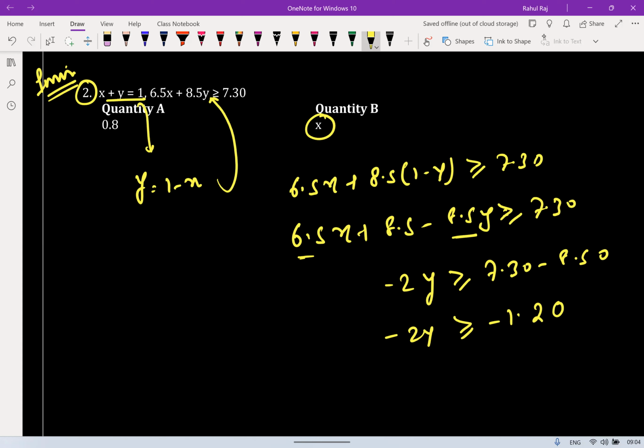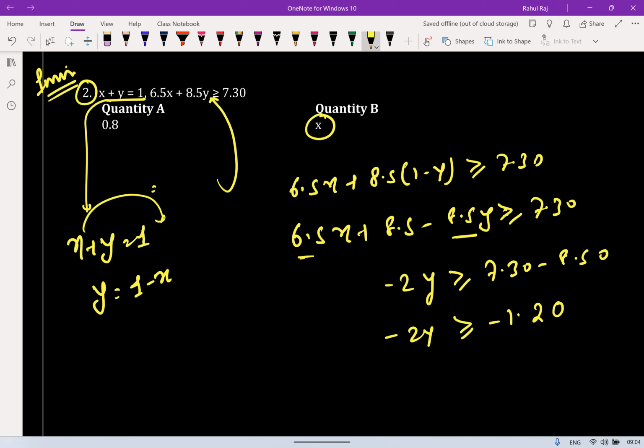So here, y is 1 by x. So over here, why have you, it's 6.5x plus 8.5 into 1 by x, not 1 minus x, not 1 minus y, no? Imagine this is given to you, Alexa. The first statement is given to you, x plus y is equal to 1. Y becomes what? 1 minus x, right? Well, I'm just transposing the variable from right to left. Yeah, 1 minus x, but here you've written 1 minus y.